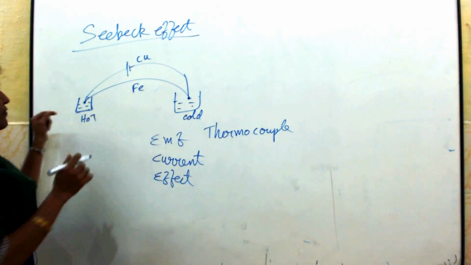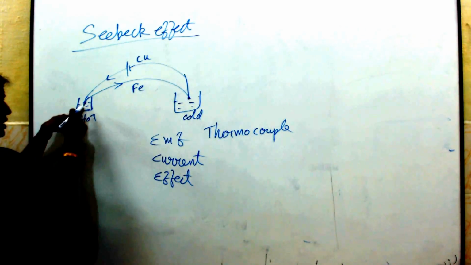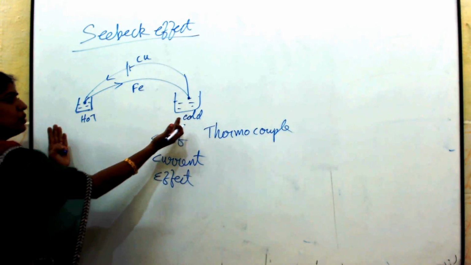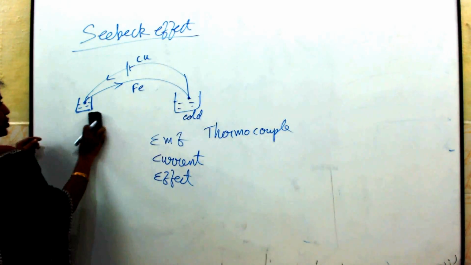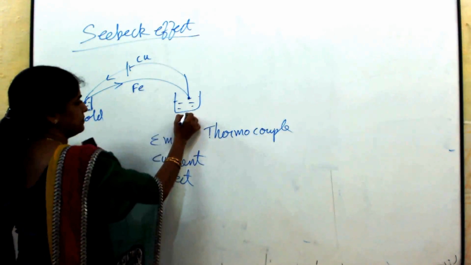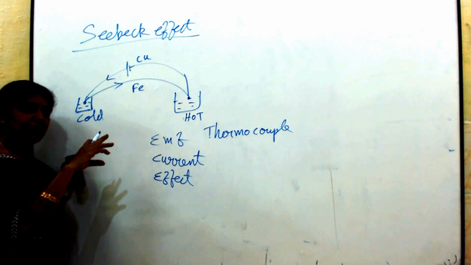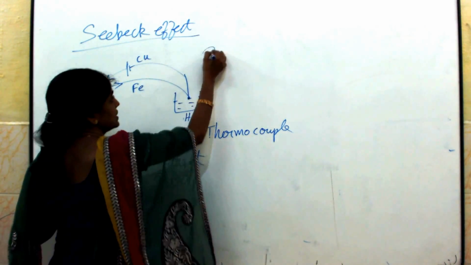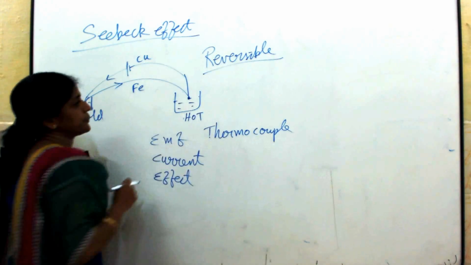Clear? Now current will be flowing at the hot junction from copper to iron. Now I am going to exchange the two temperatures. That is, I will make this junction cold and this junction hot. What happens if I reverse the two junctions? The current will flow in the reverse direction. So I can say the Seebeck effect is reversible.